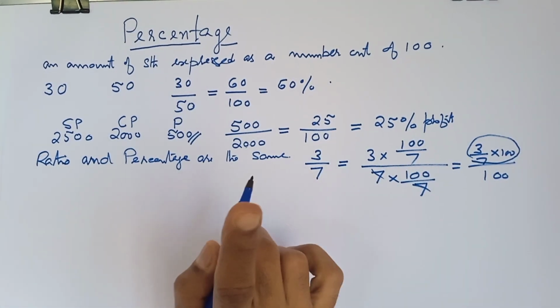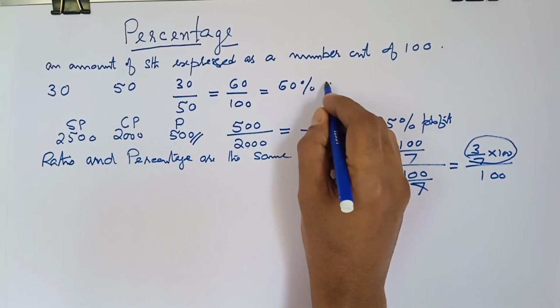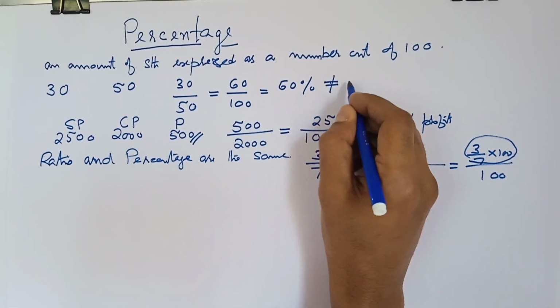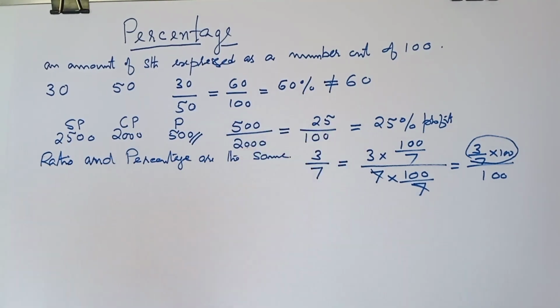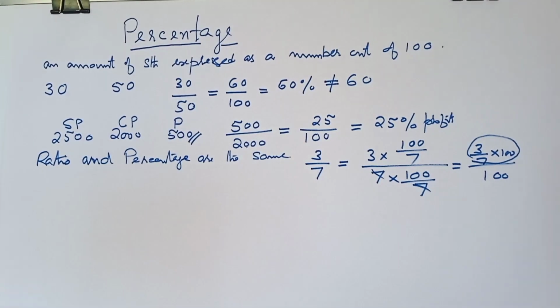So one thing you need to keep in mind is, look at this. When you say 60%, that's not equal to 60. Because 60 is 60, 60% is 60 by 100. So don't make that mistake.